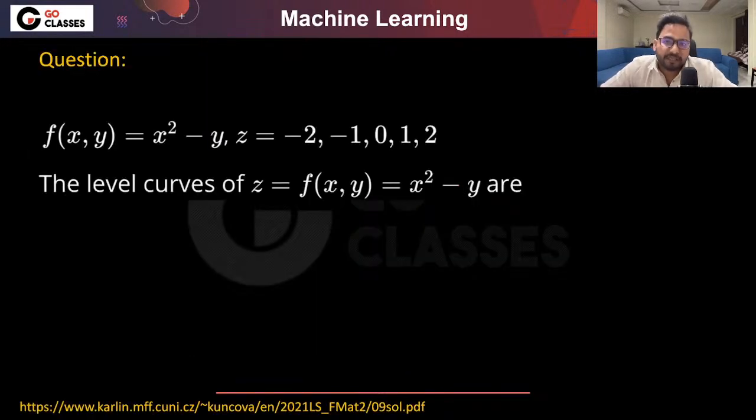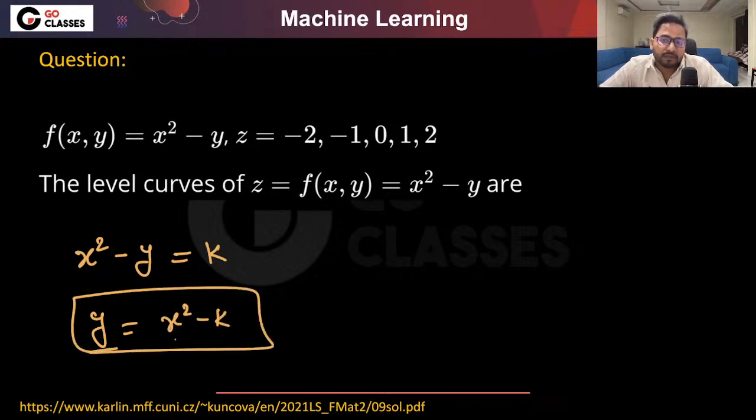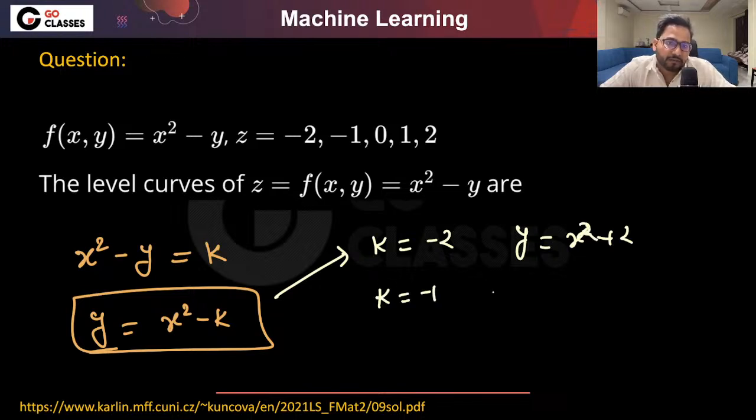For example, let's suppose this is a function x square minus y. They are saying, just draw the contours for these values. So how do we draw the contours? For x square minus y, for a fixed value k, we will be drawing the contour. So this is going to be y equal to x square minus k, right? Which means for k equal to minus 2, it is y equal to x square plus 2, right? Similarly, for k equal to minus 1, it is y equal to x square plus 1, right? So basically, for different k, there will be different y values. Now you can just plot it.